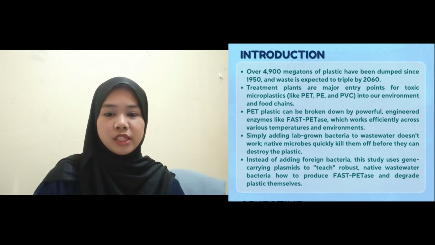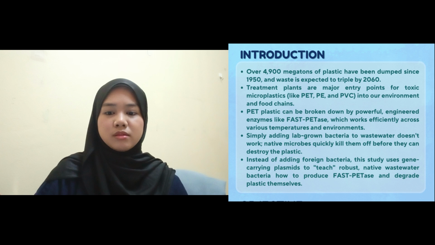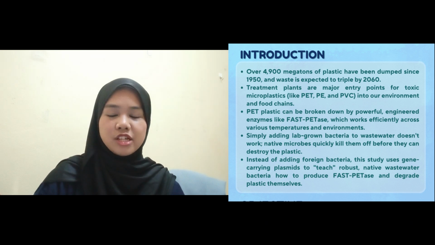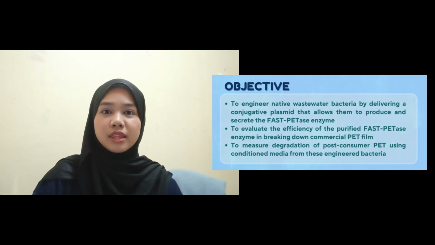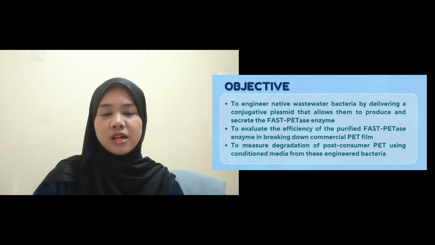However, introducing foreign laboratory bacteria directly into wastewater environments is often unsuccessful because native microbes usually outcompete and eliminate them. Therefore, this project used a different strategy. Instead of adding foreign bacteria, native wastewater bacteria are genetically engineered using a conjugative plasmid. In simple terms, the plasmid acts like a delivery system that teaches environmental bacteria how to produce the phosphatase enzyme and degrade plastic naturally.